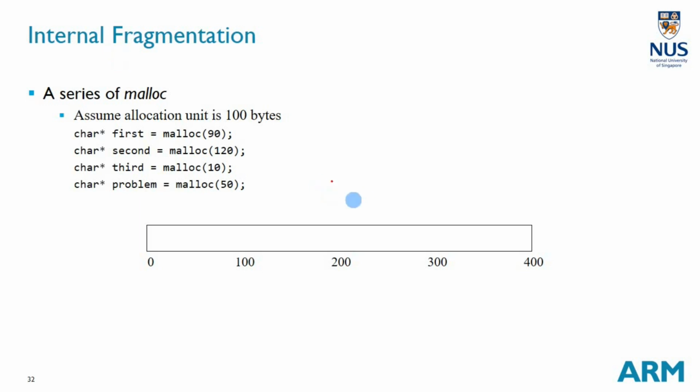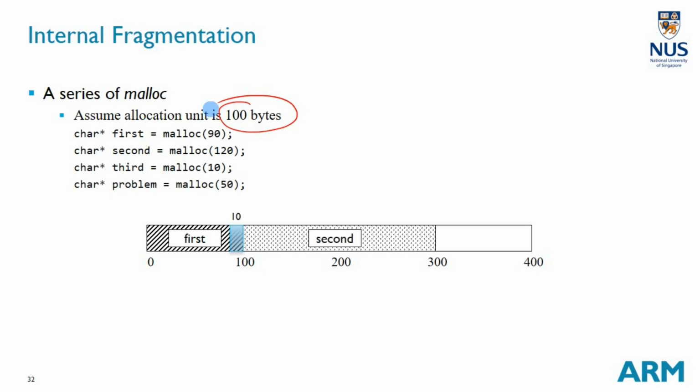memory? In this case, I assume that the fixed size is 100 bytes. Whenever I ask for memory, you always allocate to me in multiples of 100 bytes. The first instruction is 90, so I will still allocate 100, but I use 90 and 10 is free. Second, I wanted 120. This is the first one, this is the second one, and for 120, the multiple will be 200. I use 120, but 80 is free.